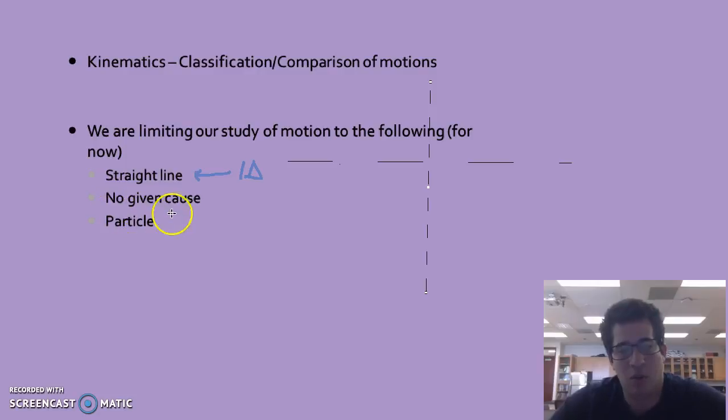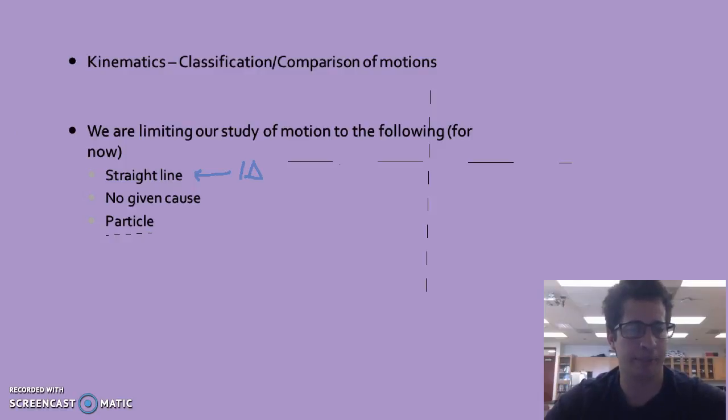And also, we're not going to be focusing on a given cause. So we're not talking about why the things are moving, and if the motion changes, we're not so much talking about why it changes. We will eventually, but just to get started, we won't worry about what's causing it to move. We're just going to worry about what's going on with its motion. Okay? And then we're going to talk about particles, okay?